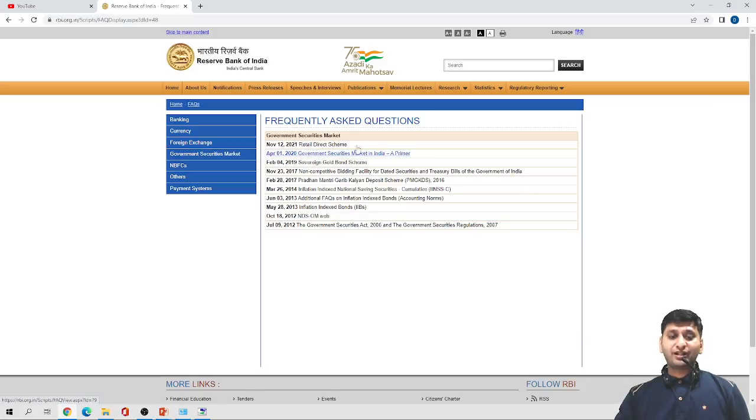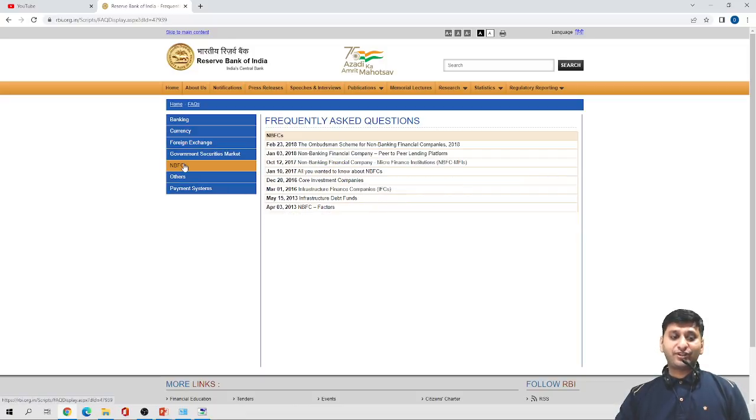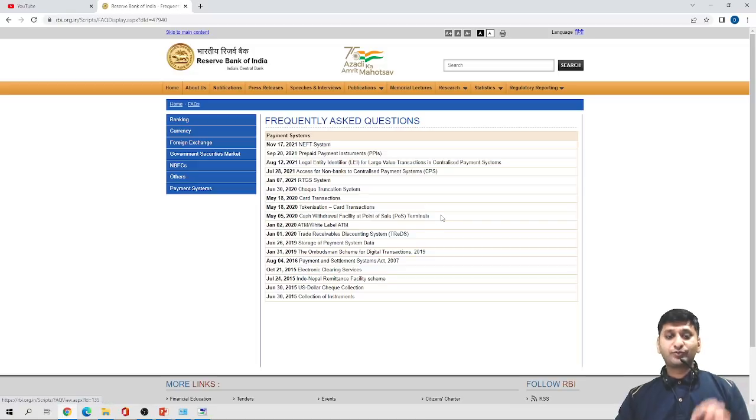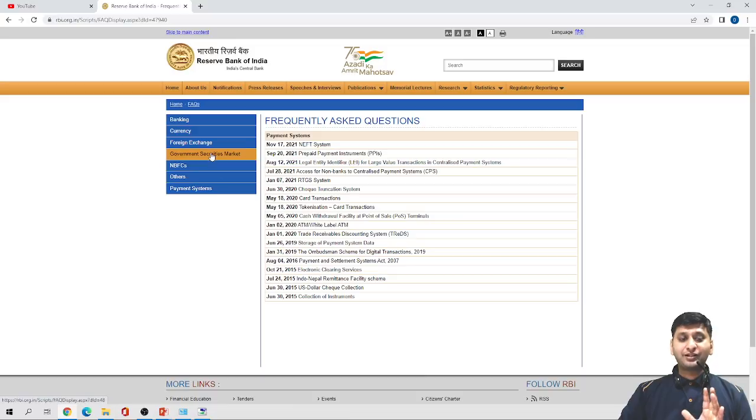Government securities market, this is very important. Basically primary and secondary markets, the debt market part can be covered, the whole debt market part can be covered from government securities market FAQs. Then NBFCs you must read, and payment systems you must read, because this is something new happening in the banking industry. तो payment systems के बारे में जरूर पढ़िए. ठीक है, so these are the FAQs that you can read from here, and government securities market FAQs are the most important under this head.